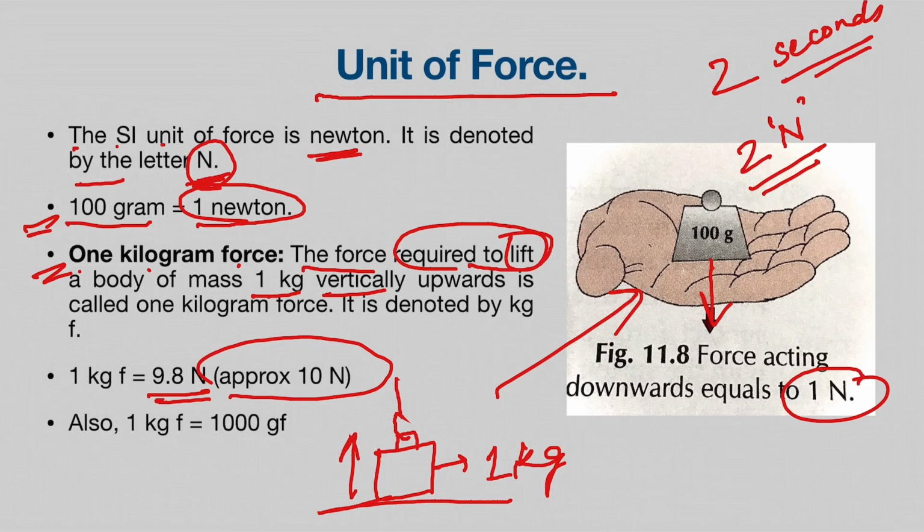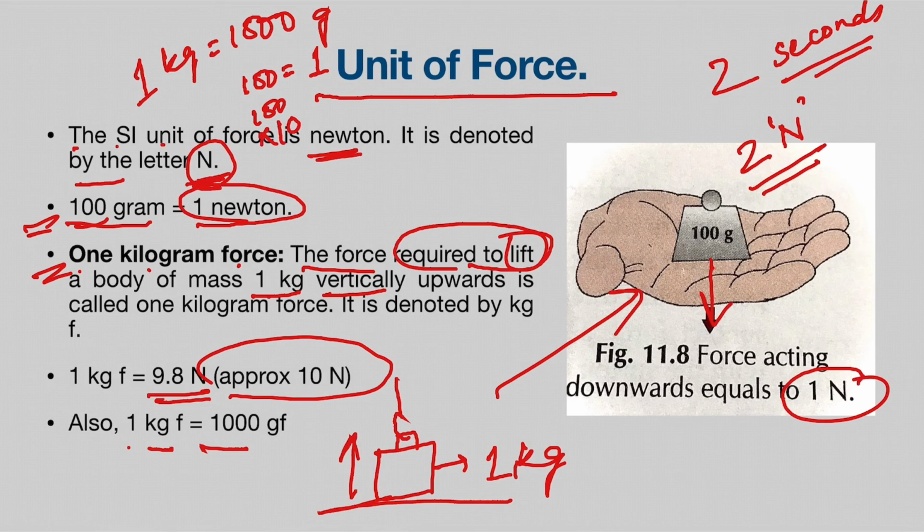Now 1 kg force is also equal to 1000 gram force, because we already know 1 kg is equal to 1000 gram, right? And for 100 gram it is 1 Newton, so 100 into 10 is 1000, right? So that means this into 10 also, it is 10 Newtons. So 1 kg is equal to 10 Newtons, the force required to lift.